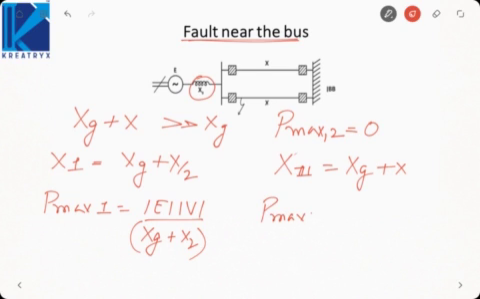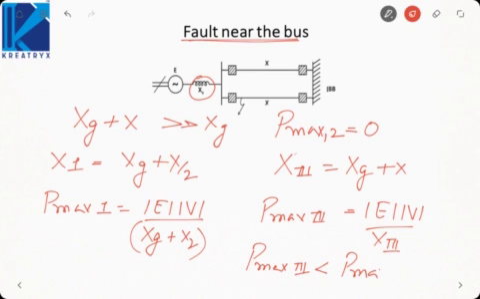What will be Pmax 3? That is the maximum power after the fault, mod E mod V by x3. This will be the power transfer after the fault. Since x3 is greater than x1, Pmax 3 will be less than Pmax 1. After the fault is cleared, the power transfer capability of the system is reduced. So instead of deriving it using the equal area criterion, let us derive it using the second case.